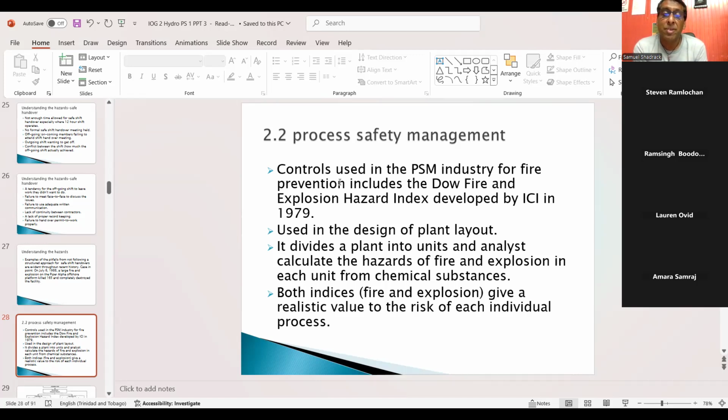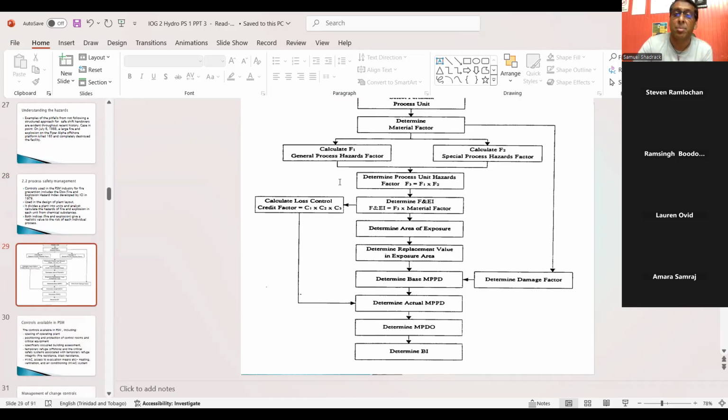Controls used in the PSM industry for fire prevention include the Dow Fire and Explosion Hazard Index, developed by ICI in 1979. The only reason I probably put that there is because it's something I saw on the syllabus, right? Used in the design of plant layout, it divides a plant into units for analysis, and calculates the hazard of fire and explosion in each unit from chemical substances. Both indices, fire and explosion, give a realistic value to the risk of each individual process.